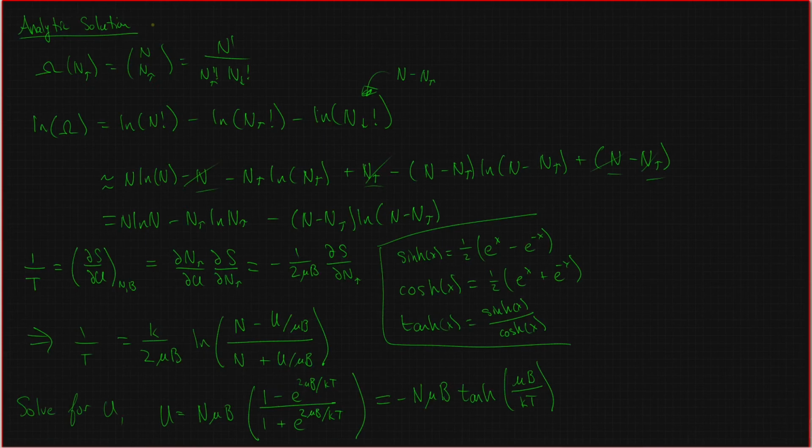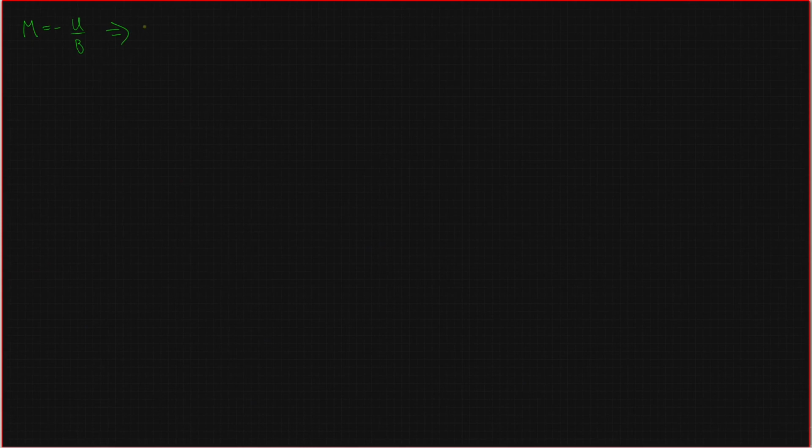So now let's recall the magnetization. Magnetization was defined as minus U over B, the magnetic field. Since we have U as a function of T, which we wrote previously, it's right there, this is U as a function of T. Then we have that the magnetization, which is generally a quantity that you can measure, looks like this. And if we were to plot this, oh, no.